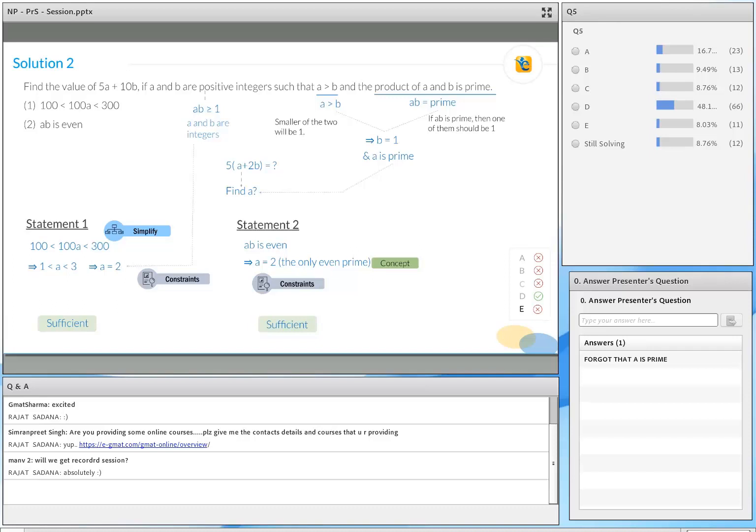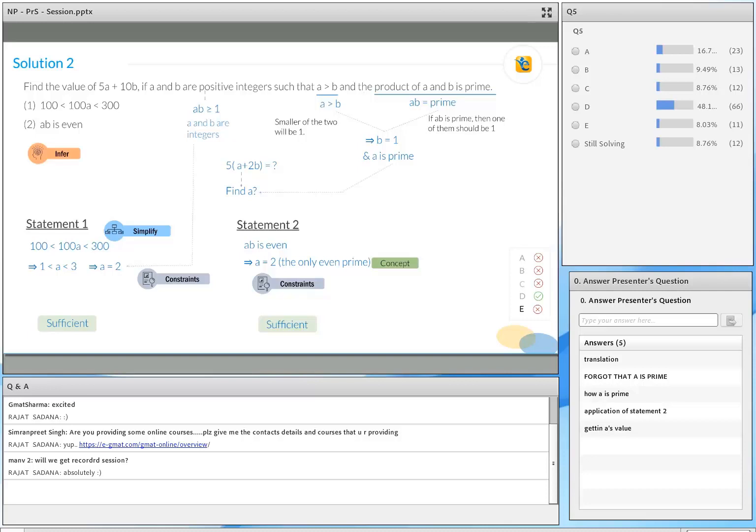Forgot that A is prime, or I would say you didn't infer that A is prime. Getting A's value, translation. Okay. I'm happy to see that you guys are not saying that, you know, I didn't know the concept. You're really using the process skill terms, which is really good. Application of statement 2. Okay.